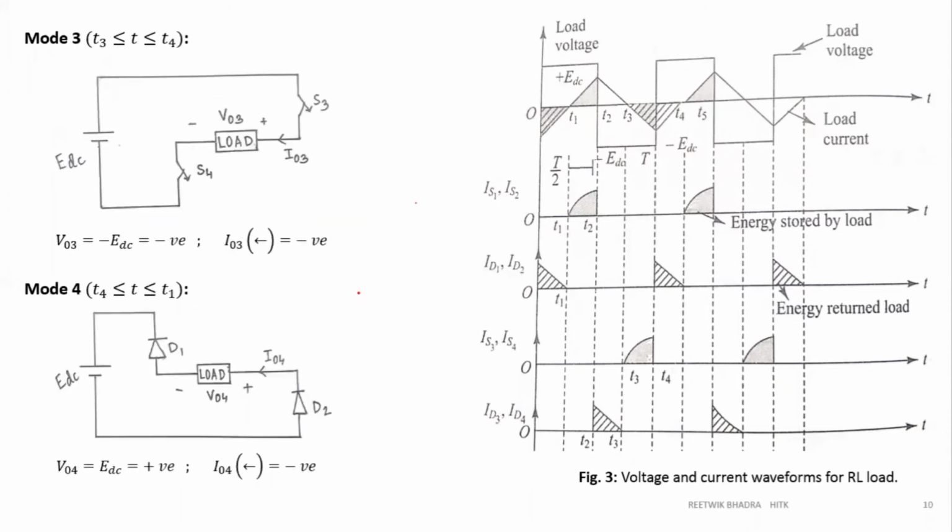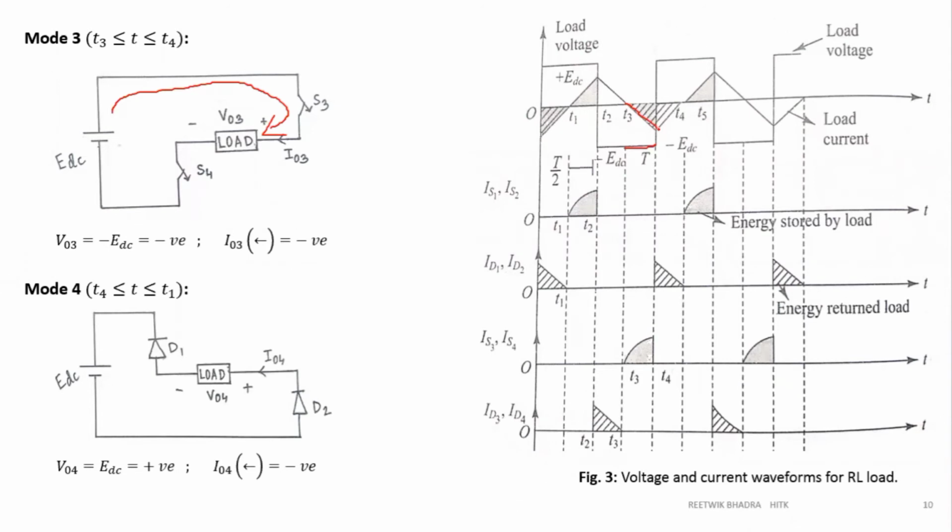Now during T3 to T4, which switches will be on? S3 and S4. If S3 and S4 are on, current will flow from the positive in this direction. So I03 has changed its direction, so it will be negative. If I03 is entering in this direction, V03 will be negative, because now the inductor is charging. So V03 is during T3 to T4, which is during this period. We are getting negative voltage, and current is also negative but charging, so increasing in the negative direction.